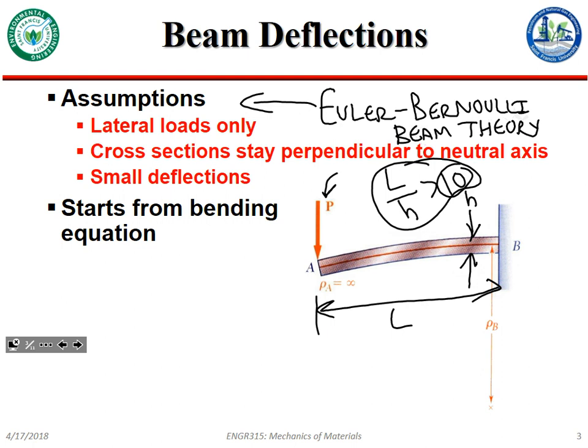Another assumption, which is partially covered by our length to height ratio: if I look at any cross section of this beam, they all stay perpendicular to the neutral axis throughout the entire bending process. So they don't deform angularly, which in part leads us to this third assumption of small deflections. If we didn't have small deflections, or if our fineness ratio was too low, that second assumption would not hold. So they all work together.